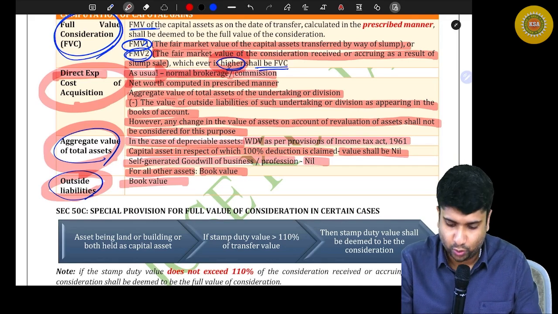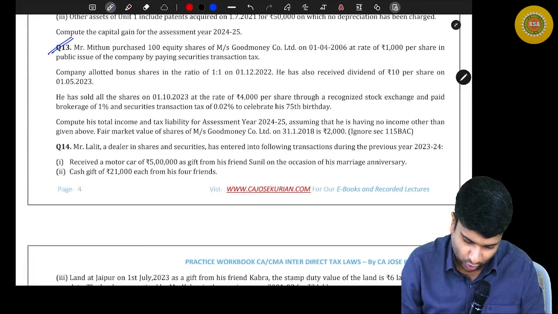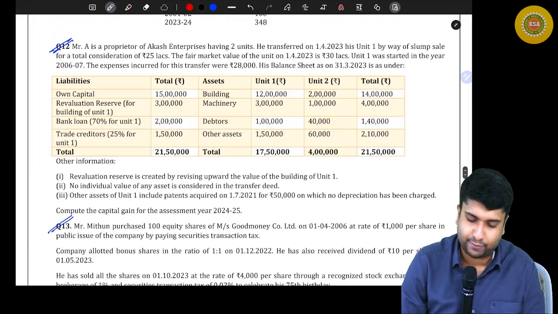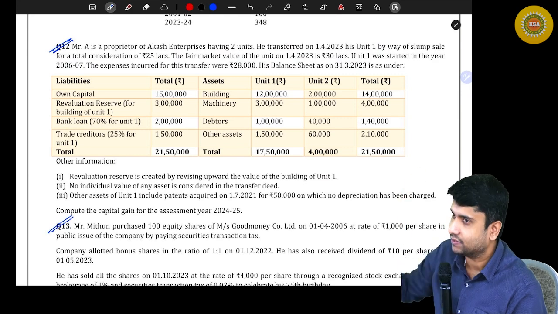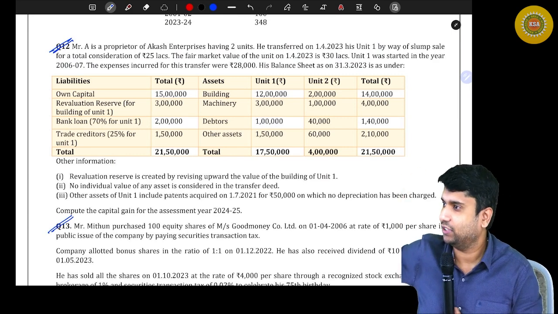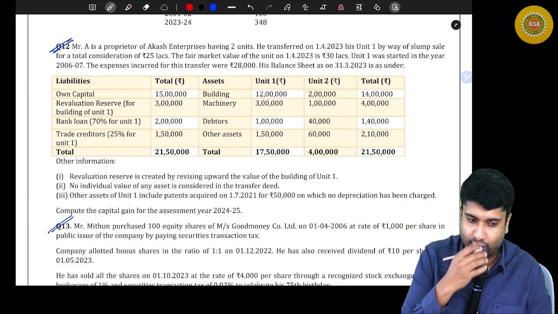Yes. So do one thing. I'll give you a question. I want all of you to solve this question. That's a fantastic question. Okay. Question number 12. It's your institute study material question, but it's a superb question. We don't even have a past exam question at this level because it's a fantastic question. Q12. It's in slump sale.